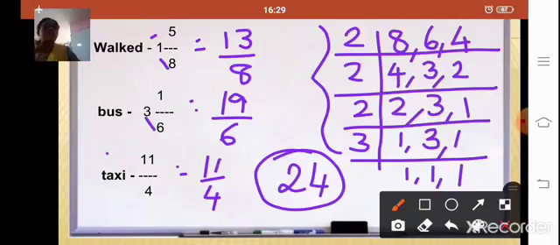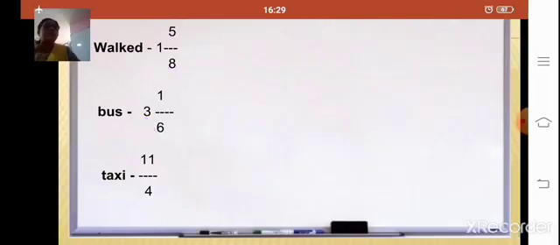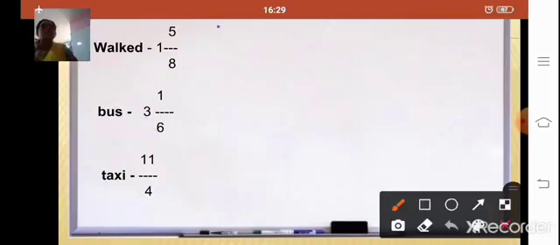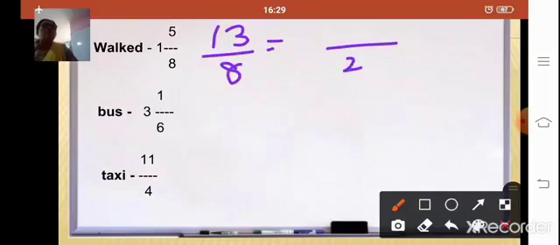So let us take the first fraction, 13 upon 8 is equal to something upon 24. Yes, now 8 3s are 24. Now the numerator also you will multiply by 3. So that will become 39 upon 24.